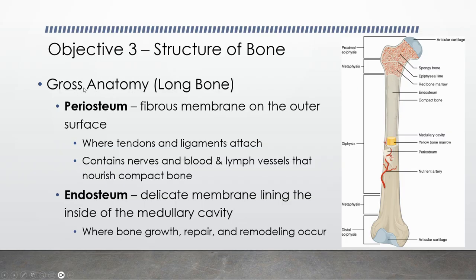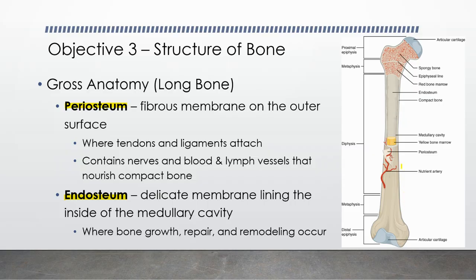The gross anatomy, remember, is just what you can see with the naked eye. And so we're going to start with the long bone. Here we have a couple of terms, and hopefully the prefixes will help you out with those. First we have the periosteum, and then we have the endosteum. Now peri means around or surrounding. So this is going to be a very tough fibrous membrane on the outside of the bone.